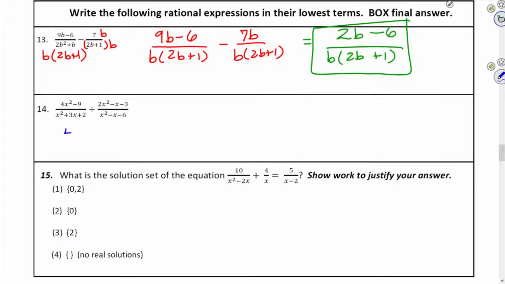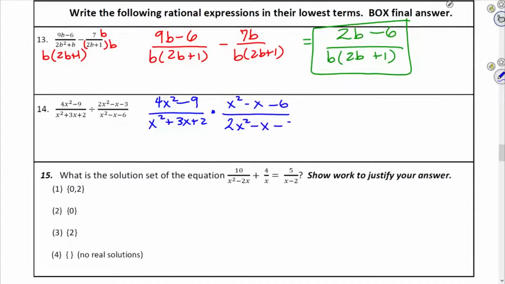And I get 4x squared minus 9. Let me write this over here a little bit. 4x squared minus 9 over x squared plus 3x plus 2 times, flipping this over, x squared minus x minus 6 divided by 2x squared minus x minus 3. Okay, and let's factor everything that I can factor, which is most of this. So 4x squared minus 9 is the difference of squares. What squared is 4x squared? It's 2x plus 3 and 2x minus 3 divided by x squared plus 3x plus 2.